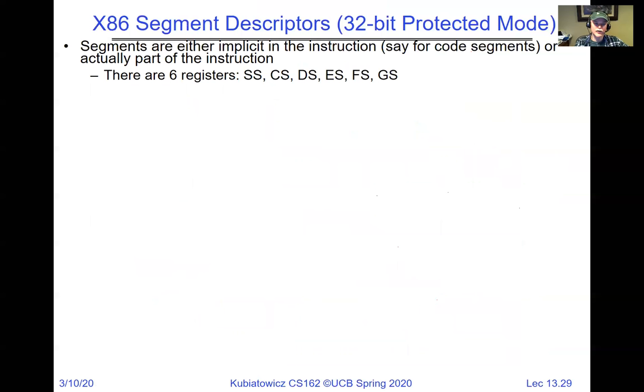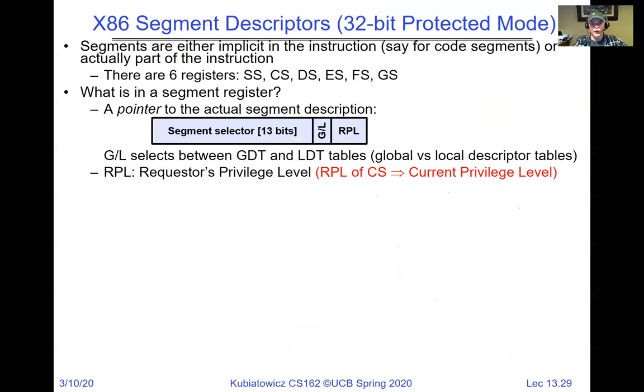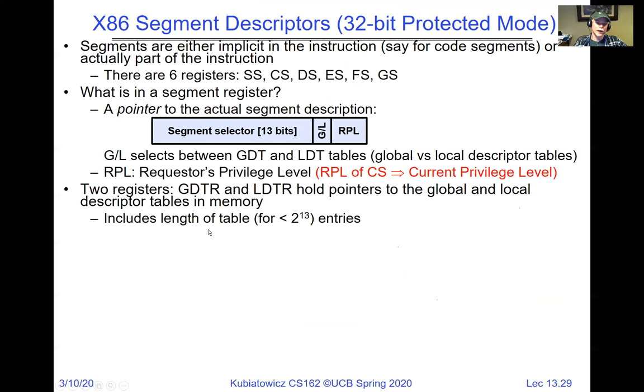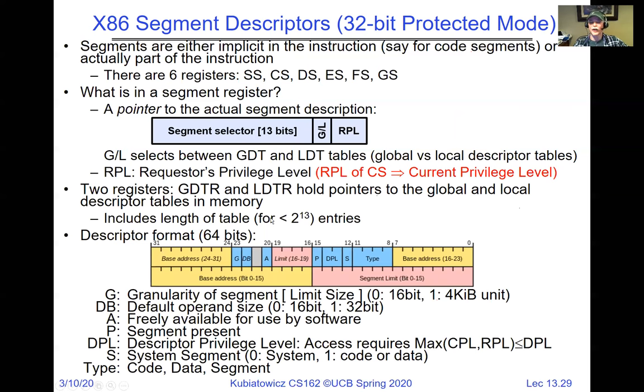Now, what's in the segments? There are at least six segment registers. SS is for stack, CS is for code, and then DS, ES, FS, and GS are for data. They reference a segment selector, which actually references a table. So rather than the segment registers in the processor pointing at the actual base and length of the segment, we actually have an index and whether it's G or L, and that points to a table full of segment descriptors.